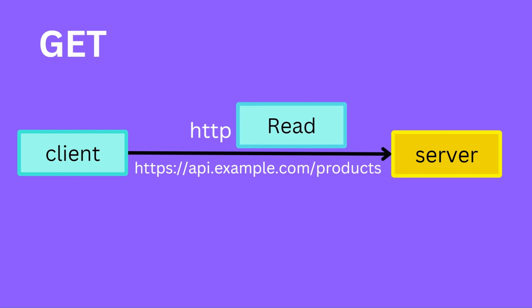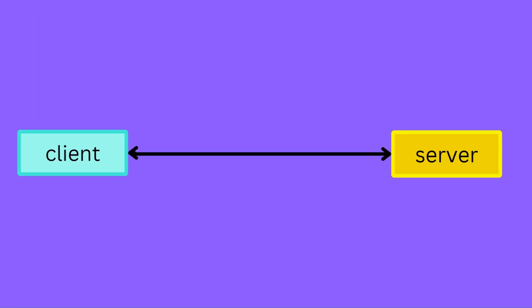So first let us see the get method. Let's say we need to fetch the set of products from this URL. I will explain what the client and server are first. The client and server are two components. The client will always request data from the server, and the server sends the data as the response to the client. This is the common pattern between the client and server.